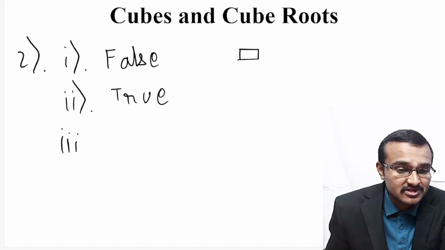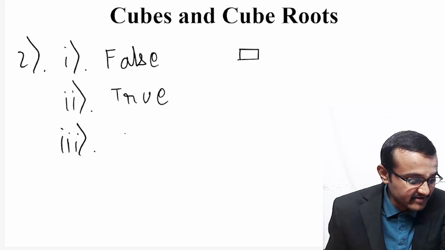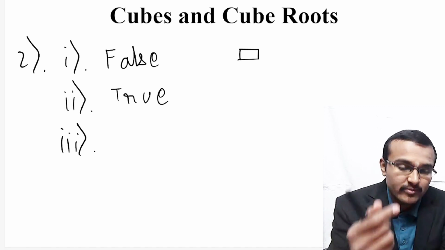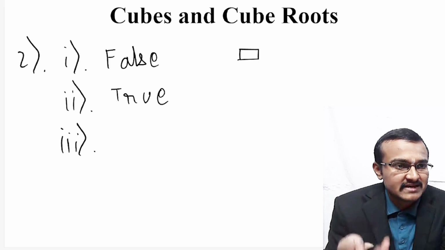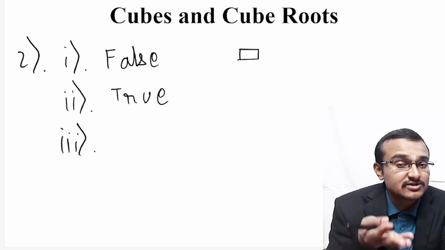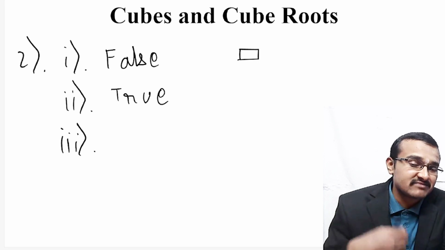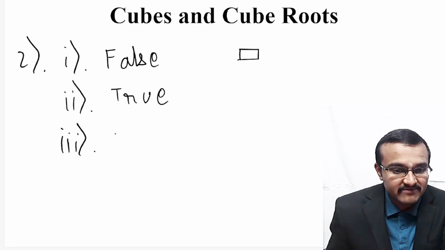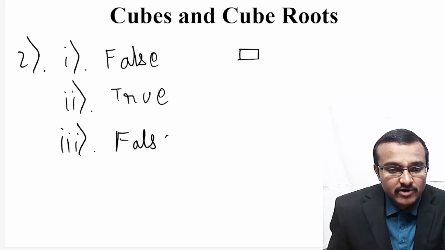So coming to the third question in this second question, they have given: if the square of a number ends with 5, then its cube ends with 25. That is actually not always true, because sometimes it may end with 25 and sometimes it may not. So the answer for the third question is false.